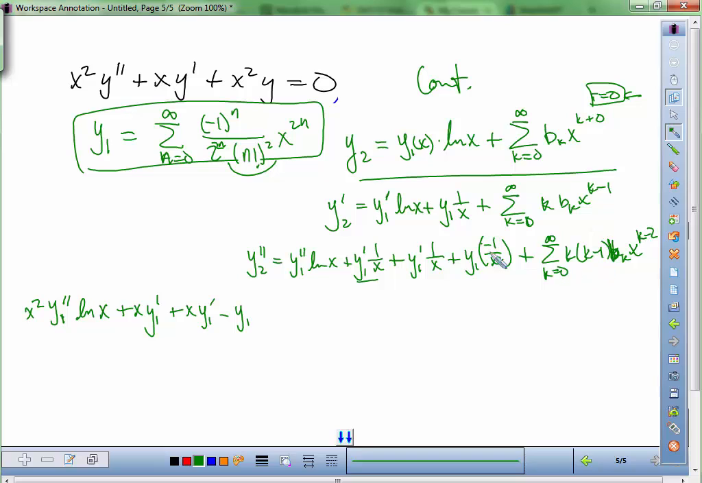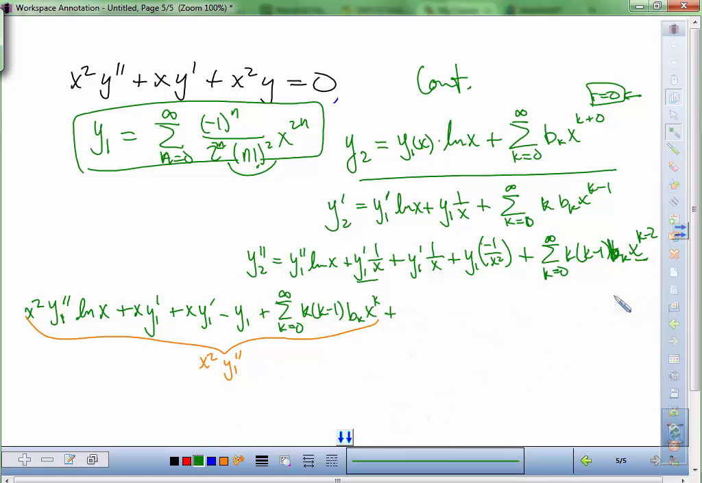Oh, plus this stuff. So you multiply this by an x squared, it'll just be the sum of the coefficient, k times k minus 1, b_k, and then now it's just x to the k. Let's lasso all these things and remember that this is x squared y double prime, y sub 1 double prime.